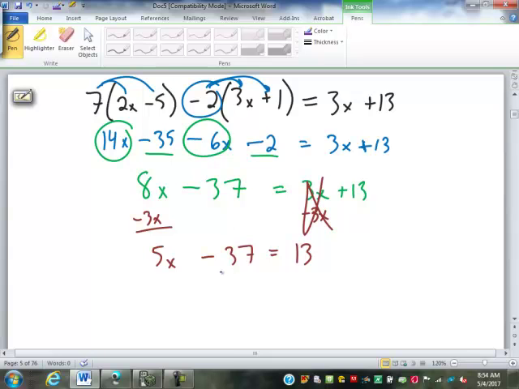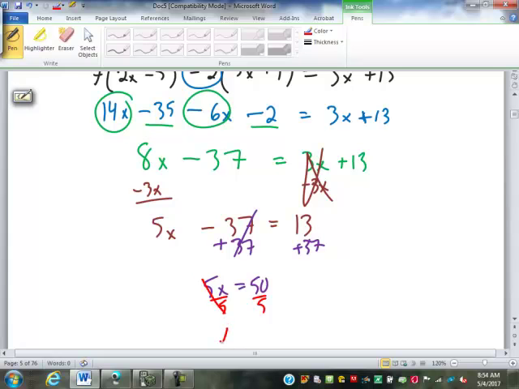So now we're going to do what? Add 37. So 5x equals 50, and then divide by 5. x equals 10.